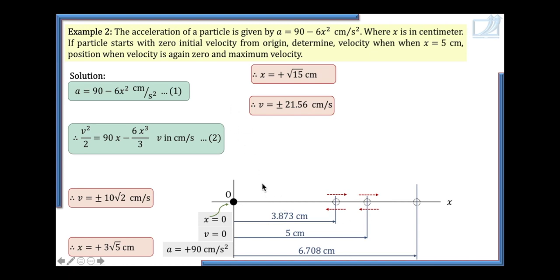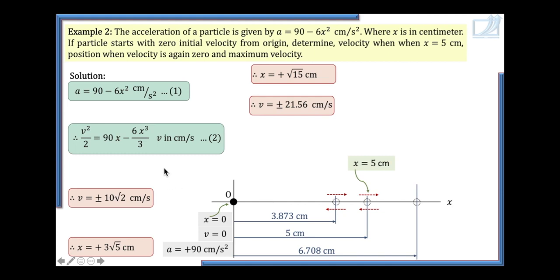Now try to understand how we answered this question. The particle starts moving in rightward direction because initial acceleration is 90, that is when x is equal to 0, acceleration is 90 positive. So the particle starts moving in rightward direction, and what is asked? Determine velocity when x is equal to 5 centimeter. So when x is equal to 5 centimeter, x coordinate, here we found out velocity.